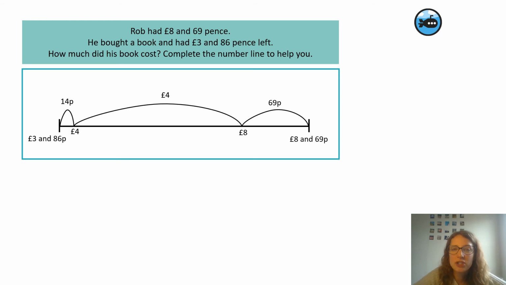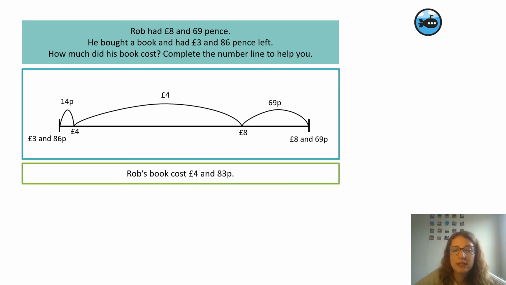So now I can't just leave it there. I've done my working out, but I do need the answer. So which of these numbers is going to help me get the answer? I need to work out the total of all three of my jumps. So 14 pence, add £4, add 69 pence. Those all together is £4.83. So I know that Rob's book cost £4.83.